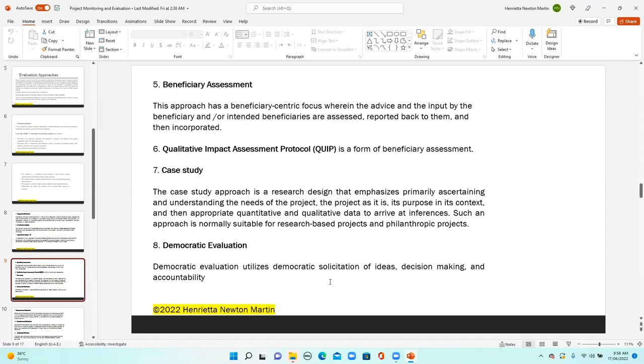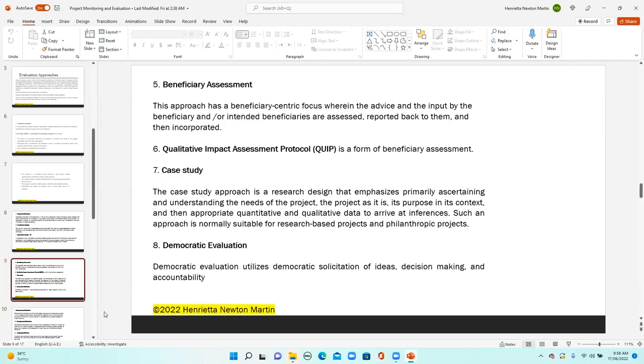Next is the qualitative impact assessment protocol, QIP. Qualitative impact assessment protocol, QIP. It's also a form of beneficiary assessment. Next is case study. A case study approach is a research design that emphasizes primarily ascertaining and understanding the needs of the project, the project as it is, its purpose, its content, context, and then applying quantitative and qualitative data to arrive at inferences. Such an approach is normally suitable for research-based projects and philanthropic projects.